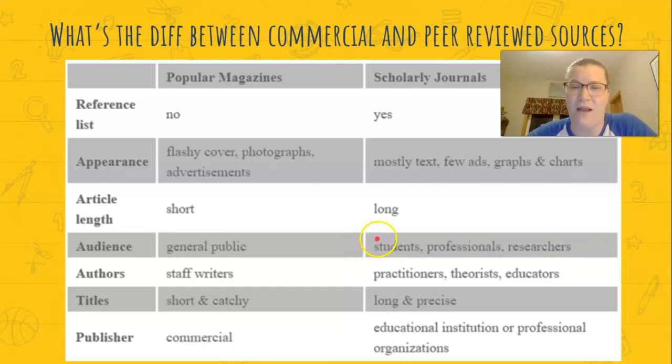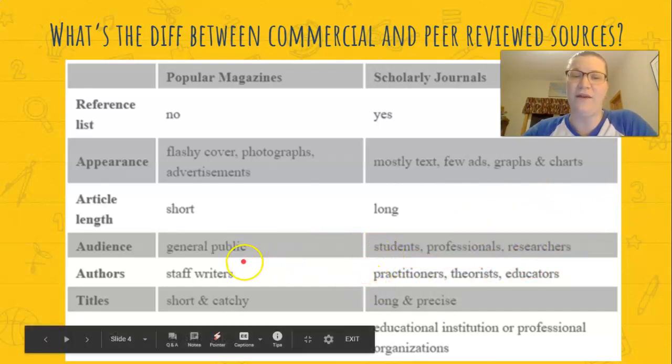And that's because the audience is students, professionals, and researchers of that field. So for example, as a teacher, I could read an article about teaching that anyone can read, but I might also read an article specifically intended for teachers of English language arts, so people like me. And so those articles are going to be longer. That's not intended for the general public.